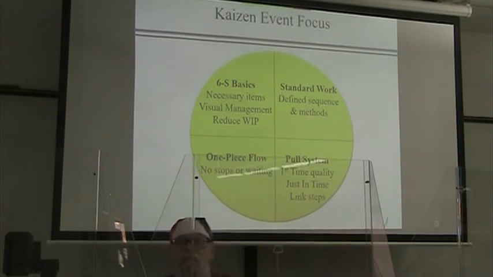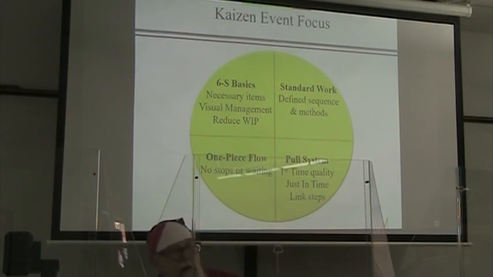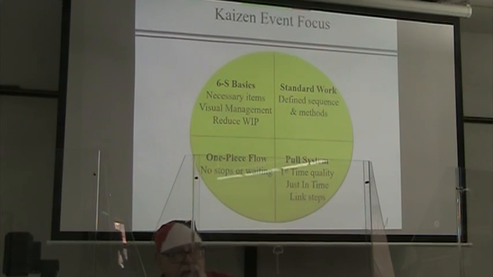Standard work, again, we will always want the same work to be done the same way every time. One piece flow, we work on getting things to flow smoothly through the system. And working on the pull system, we want to have first-time quality, in other words, not have to do rework on items that were done wrong. We want everything to be just in time. The idea of working within our takt time and having everything available needed at the time it's needed. And link the steps together.